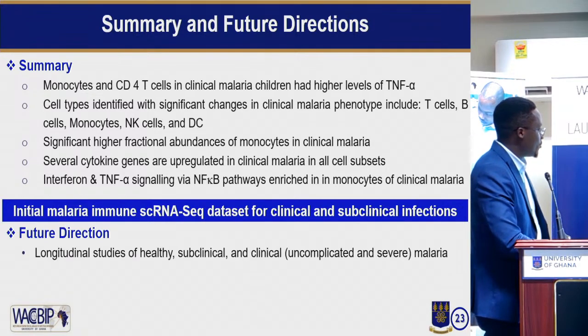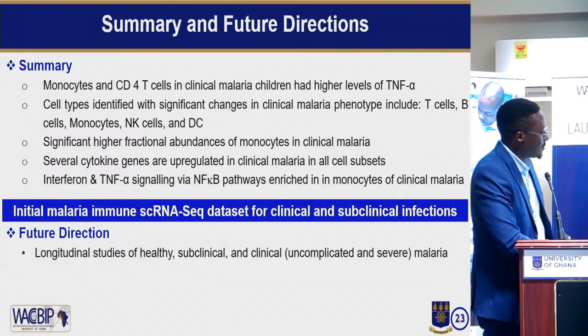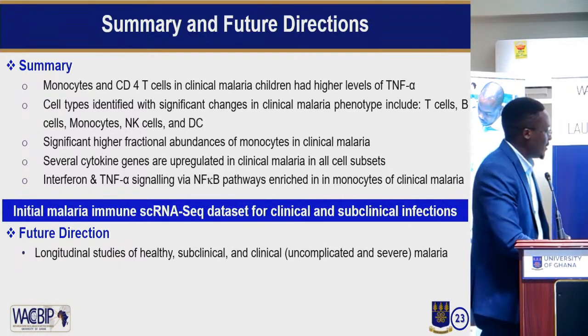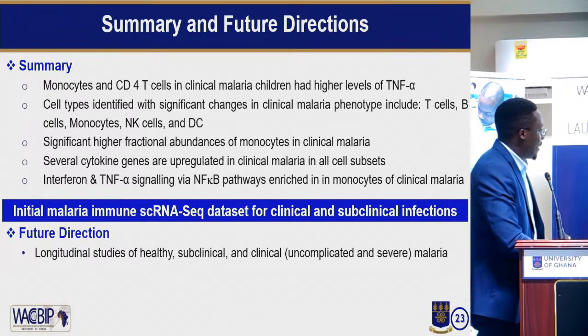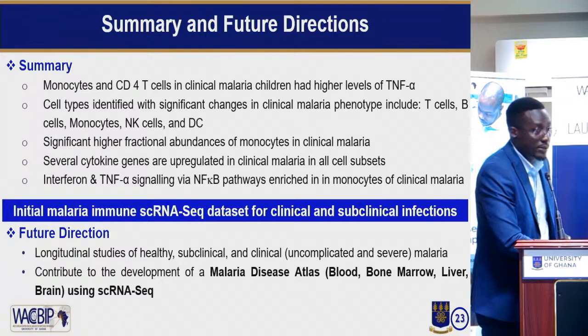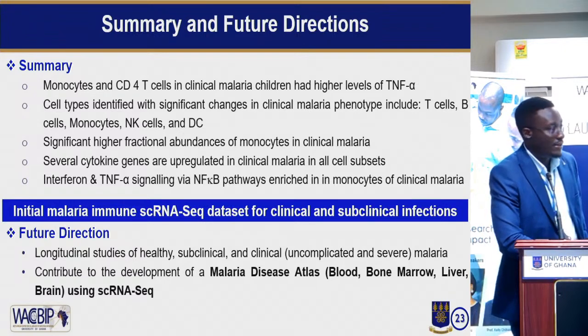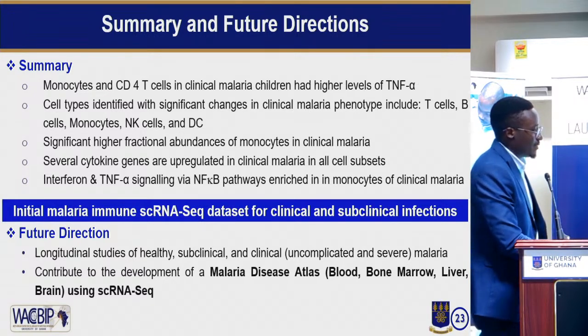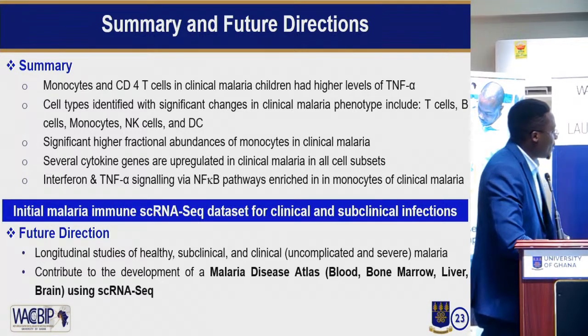What we hope to do in the future is that since we did a cross-sectional study, we now hope to do a longitudinal study where we study children across the spectrum so that we are able to understand how these malaria infections occur at the cellular level and their gene expression patterns. Ultimately, we will be able to contribute to the development of a malaria disease atlas, and we hope to not just stop at the blood and describing the immune cells, but also go ahead to look at the bone marrow and liver as well.